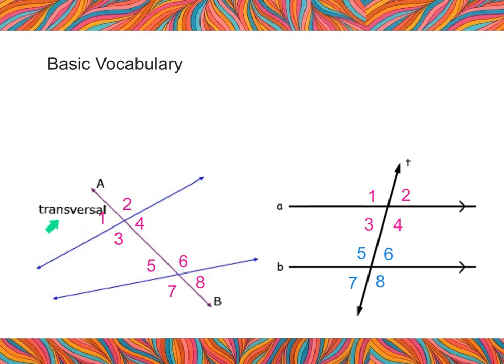So a transversal is a line that intersects two coplanar lines at two distinct points. So if you look at this first diagram, this purple looking line is the transversal, and then it intersects this blue line and this other blue line at these two distinct points, so here and here. And we number the angles when we're talking about these relationships, because if I use 3 letters to name all these angles, that'd be super tedious.